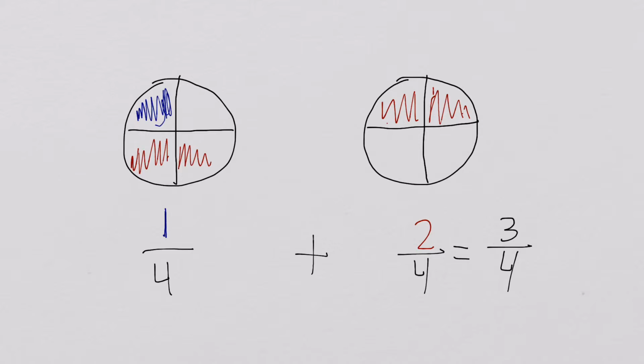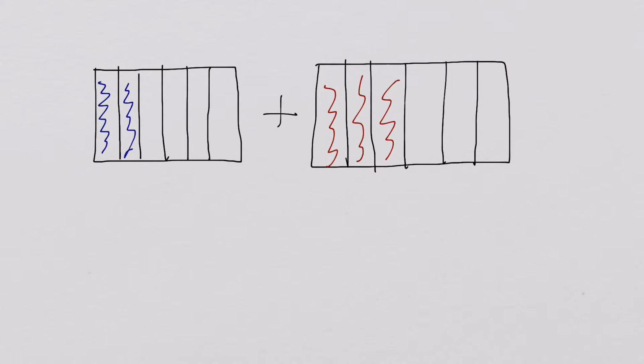Let's look at another example. So let's take a look at our example now. This time I've drawn some rectangles. I've divided them up into 6 sections, 1, 2, 3, 4, 5, 6 over here, and 1, 2, 3, 4, 5, 6 sections out of here. I have 2 sections colored in there, and I have 3 sections colored in here.